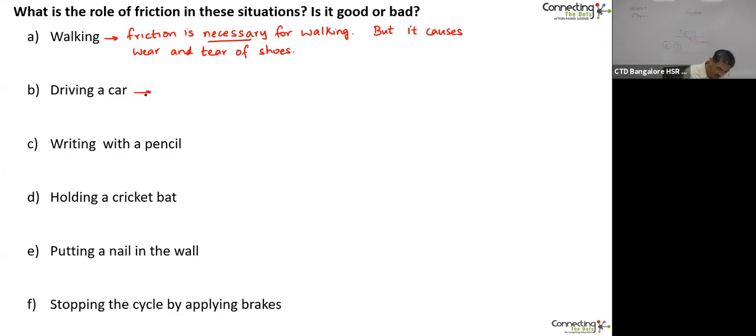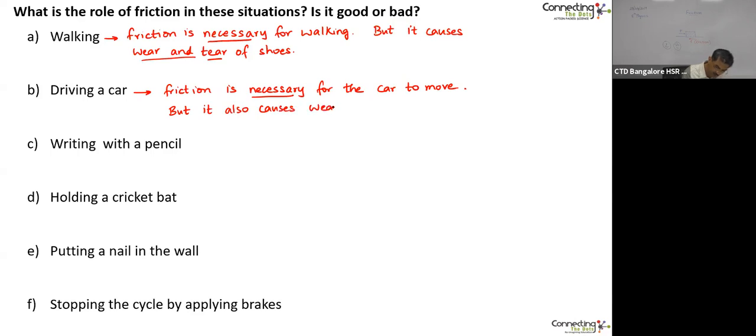Driving a car. The wheels need friction, otherwise the car will not move forward. Friction again is necessary for the car to move. But it also causes wear and tear of the tires.